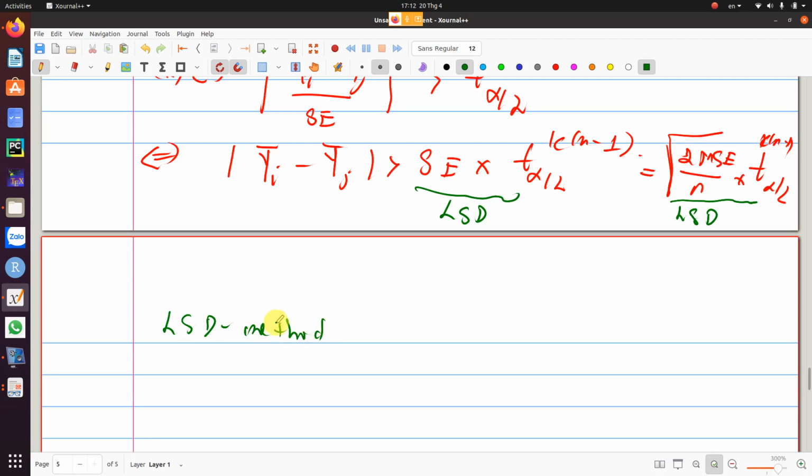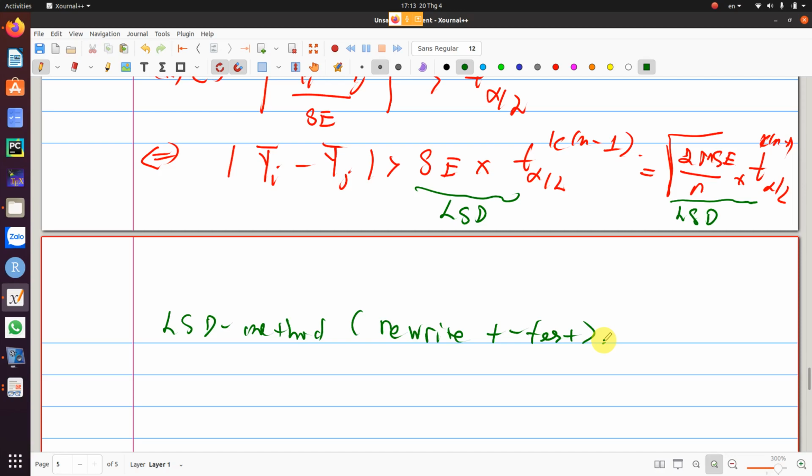The LSD method is just another way to write the t-test. It's just the way we rewrite the t-test, nothing else. The LSD method is still the t-test once we rewrite it in the second way. Now, for any test, for any pair of the means, we only need to calculate the absolute value of the difference in the sample averages.